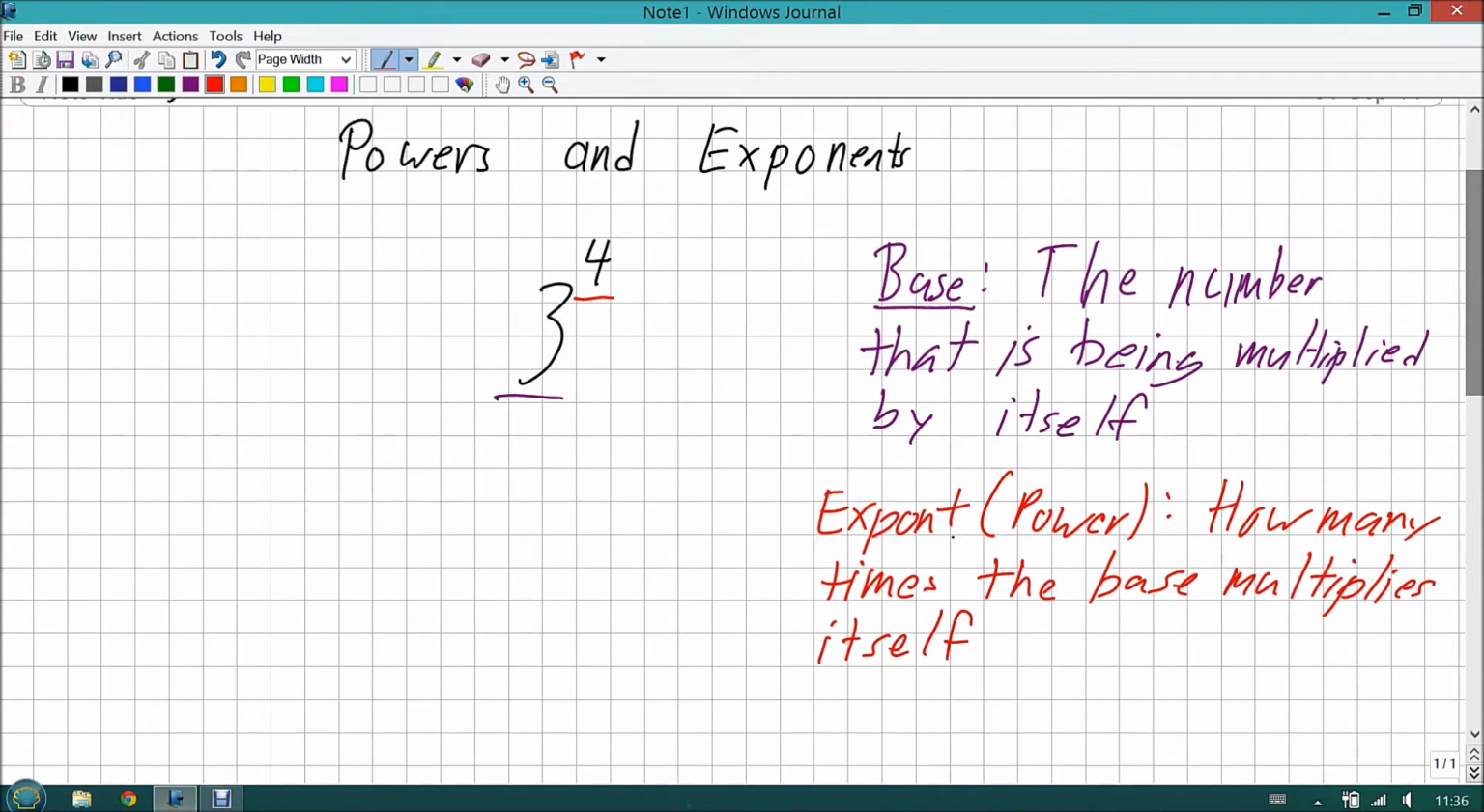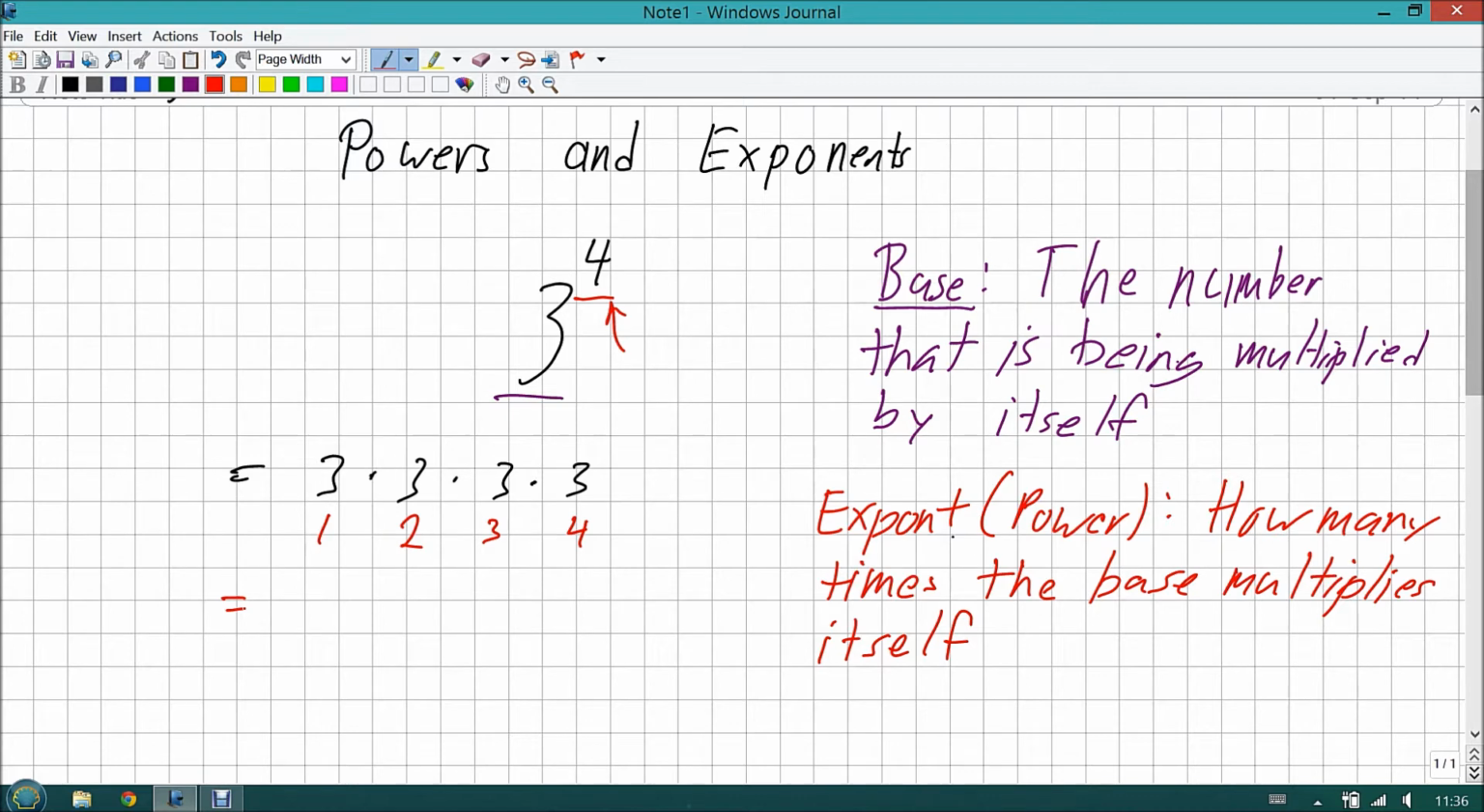So for an example, if we're looking at 3 raised to the 4th power, this would be equivalent to 3 times 3 times 3 times 3. Note how many 3's there are. We have 1, 2, 3, 4 3's, which is the exact same thing as our exponent. So because we take a number and we multiply it by itself that many times, we call it a power. So in this case, this would be the 4th power because we have it multiplied by itself 4 times.